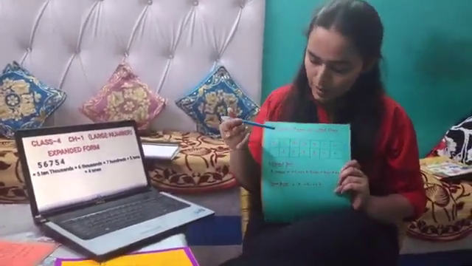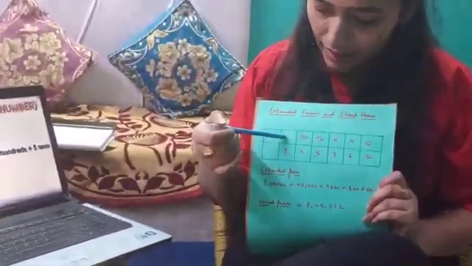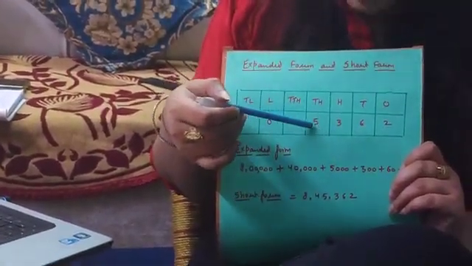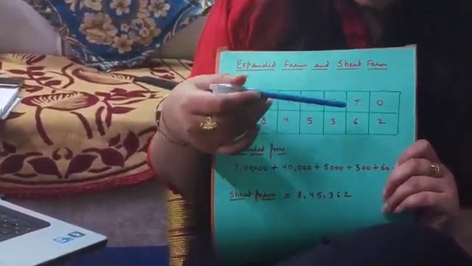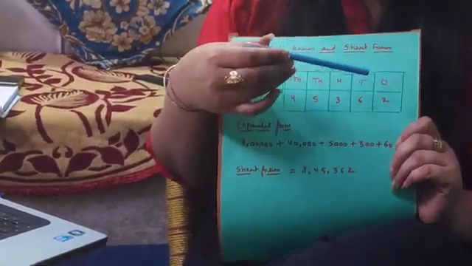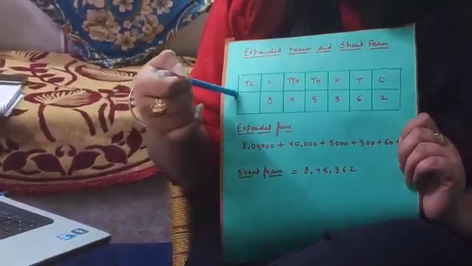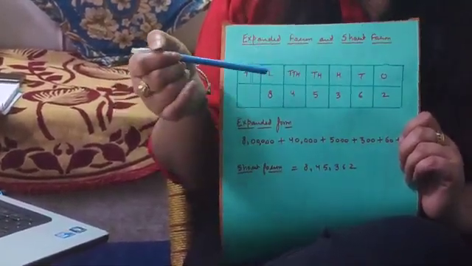Let's take an example. Here I have written the number. On lakhs place there is 8, on 10,000 place there is 4, on 1000 place there is 5, on 100 place there is 3. On tens place there is 6, and on ones place there is 2. So whenever we have to write it in expanded form, we just write the place value of each digit.